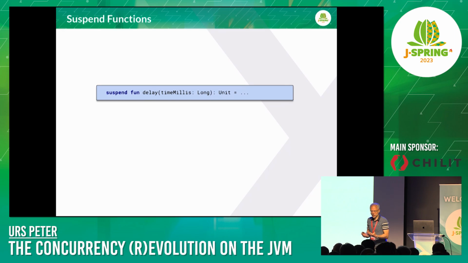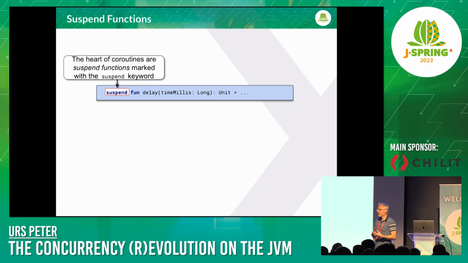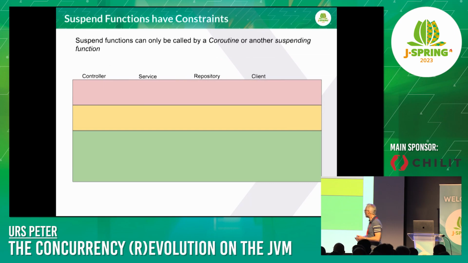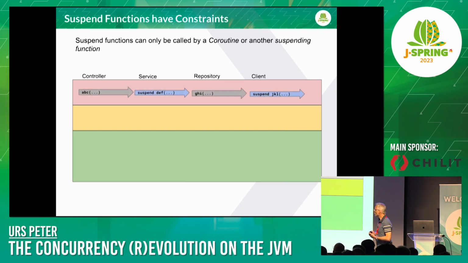Let's take a closer look at these suspend functions. When you mark a method with suspend, then you gain the capability that it can be paused and resumed at a later stage. That's the beautiful thing about suspend functions. But they also introduce a constraint. If you have some layered architecture, controller, service, a processor, maybe a client you use, then you cannot call a suspend method from a non-suspend method. You would get a compilation error. So this case is not possible.